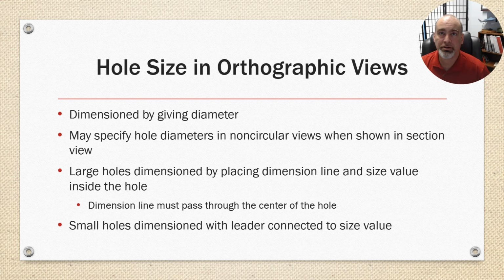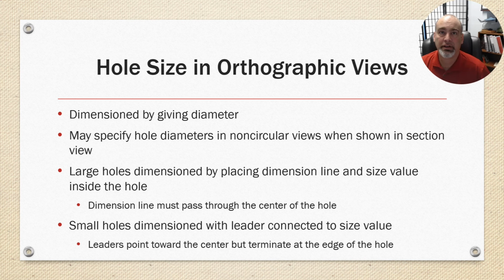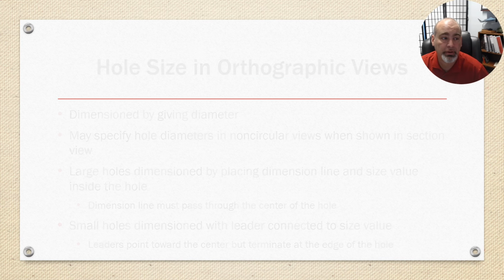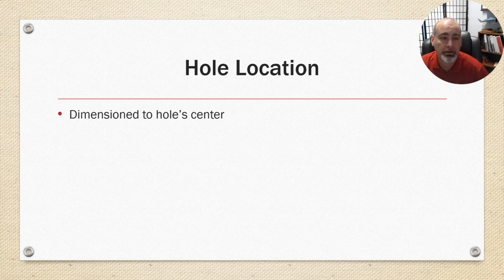Small holes are dimensioned with the leader connected to the size value, and leaders point towards the center but terminate at the edge of the hole. Now the standard here talks about large holes placing the dimension inside the circle. I believe that's style, as we'll see in one of the images. The author prefers it, but he actually notes that ASME Y14 doesn't require that, doesn't even mention it.